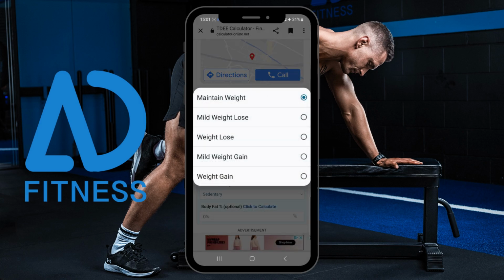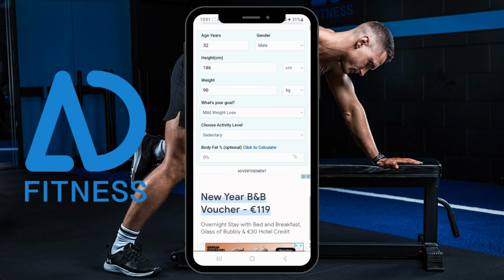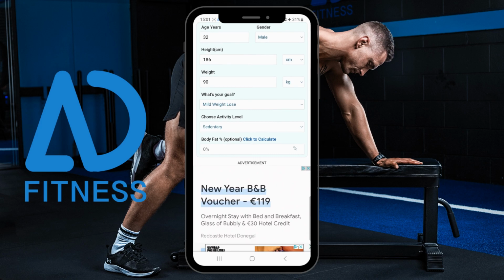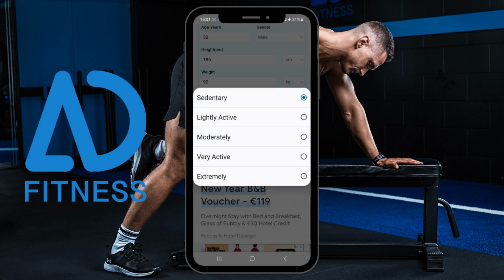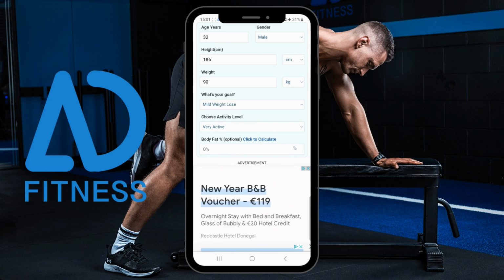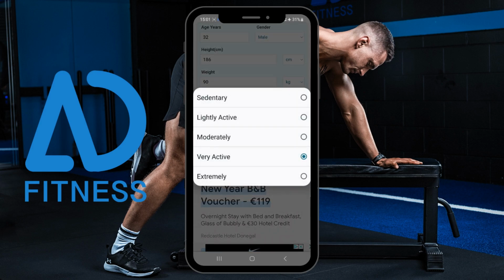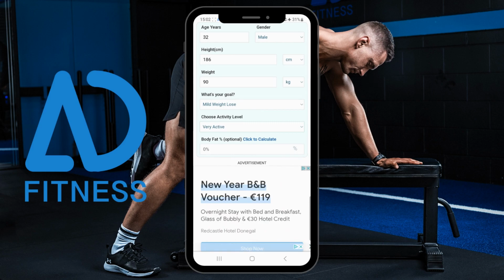Then enter a goal, so let's say mild weight loss. Choose an activity level. Sedentary is basically no activity at all. Lightly active is maybe you don't go to the gym but you walk and you have a sedentary job. Moderate activity is maybe you have a sedentary job but you go to the gym and do some walking. Very active is like you go to the gym maybe 4 or 5 days a week and you have an active job. And extremely active, maybe you're extremely active all the time. You take maybe 6 sessions a week, you do mountain climbs, you've got an active job, you're always on the move.